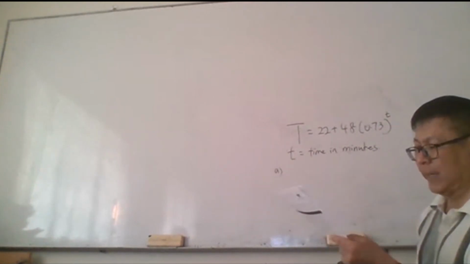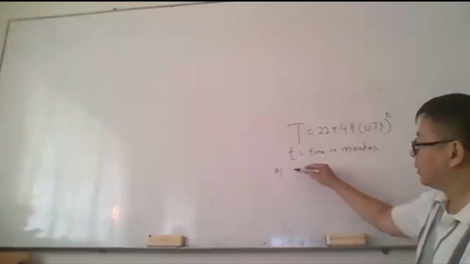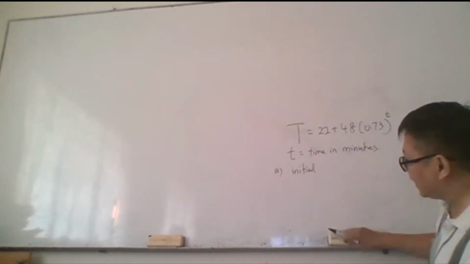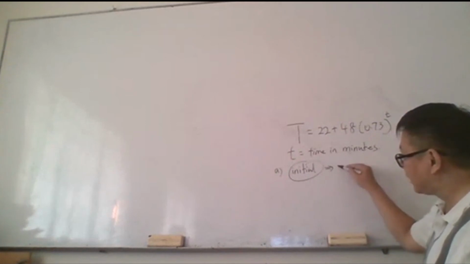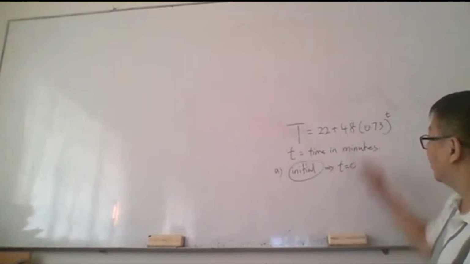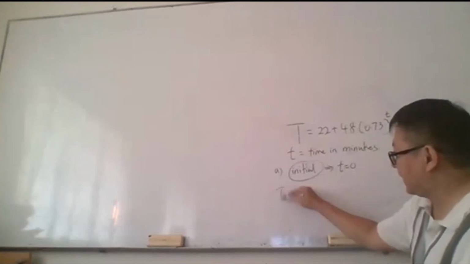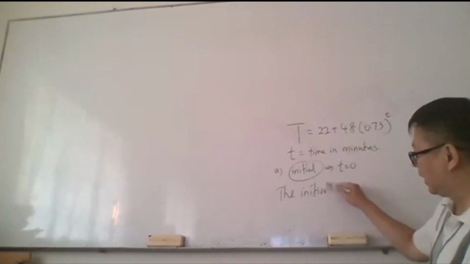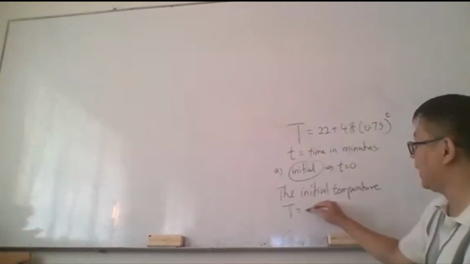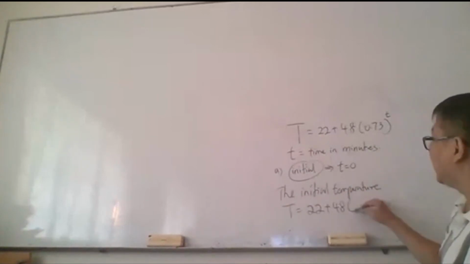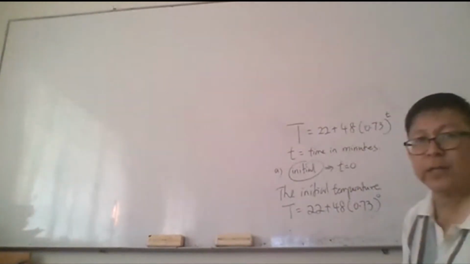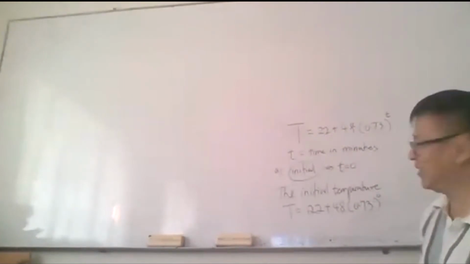Number 1, they say find the initial temperature. Whenever the question says initial temperature, the keyword initial refers to the time being equal to 0. So we just chuck in. The initial temperature T will be 22 plus 48 times 0.73 to the power of 0.